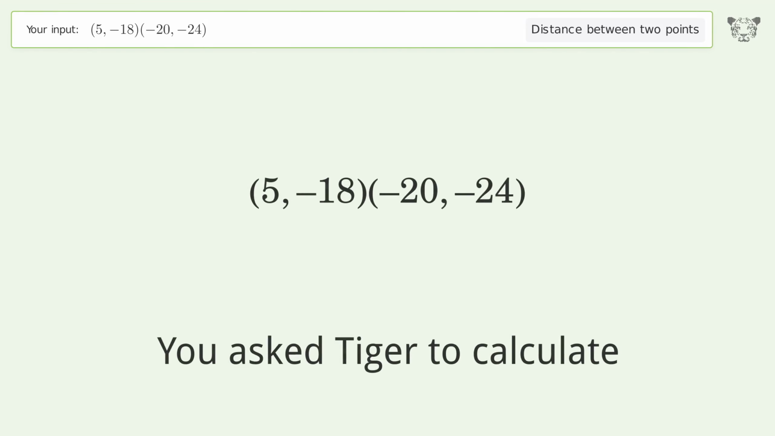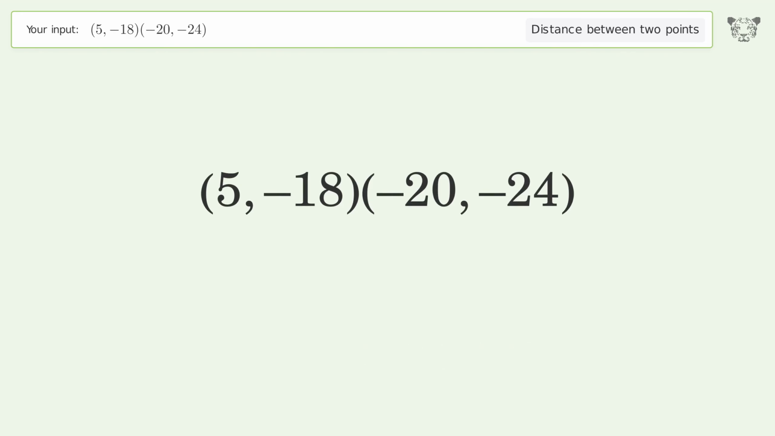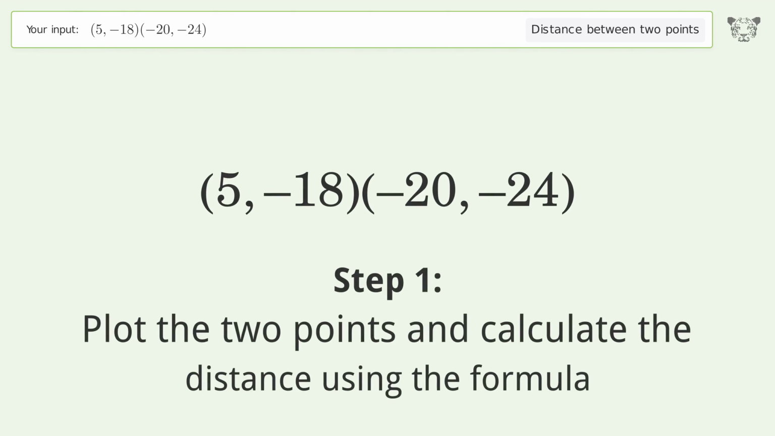You ask Tiger to calculate. This deals with the distance between 2 points. The distance between the 2 points is the square root of 661, or 25.71. Let's solve it step by step. Plot the 2 points and calculate the distance using the formula.